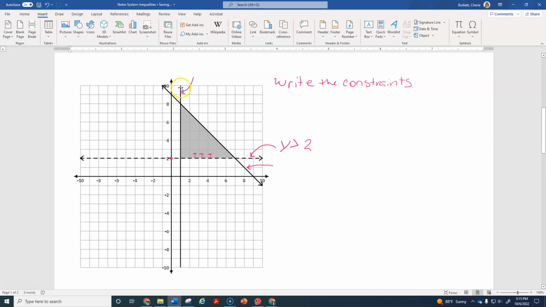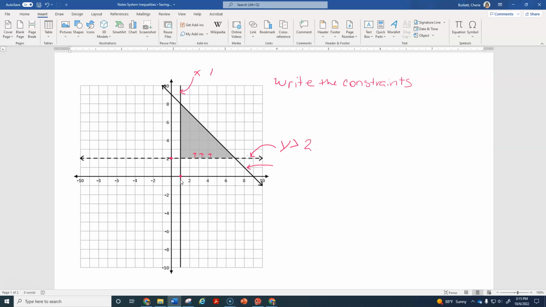The other one that's really easy to do is this vertical line. Vertical lines are going to have an x value in the equation. Why? Because vertical lines are going to cross the x-axis. So this inequality is going to have an x in it. And we're going to do the same thing. We're going to ask ourselves, where is it crossing the x-axis? It's crossing the x-axis at 1.